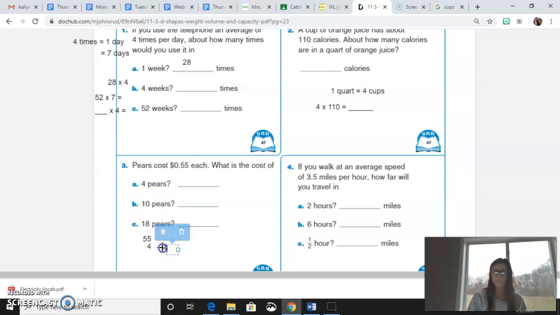Do the same thing with 10. You're going to do 10 times your 55. For the next one, you're going to do your 18 times your 55. Whatever you get, remember to add your decimal 2 spots to the left when you're done.